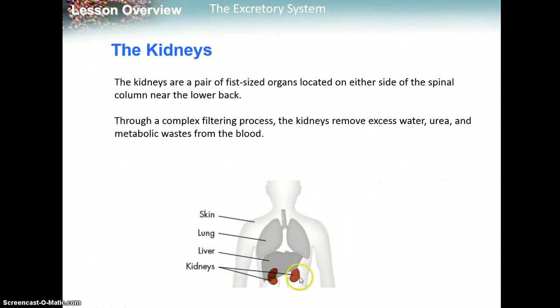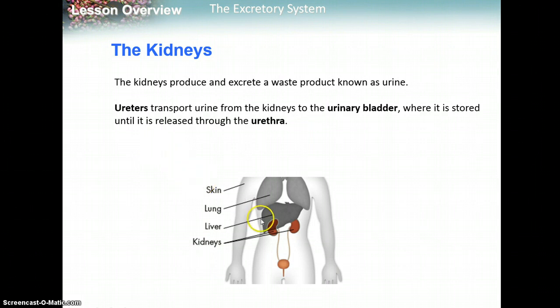The kidneys are a pair of almost fist-sized organs. They're closer to your back, in this cavity area here. So if you got punched in the back a few times, your kidneys could get damaged or temporarily damaged. Through a complex filtering process, the kidneys remove excess water, a waste called urea, and other metabolic wastes from your blood. The kidneys produce and excrete a waste product known as urine. The urine is transported through these ureters here. The ureters connect the kidney to your bladder. So here's your bladder that stores your urine, and then it's released through the urethra.